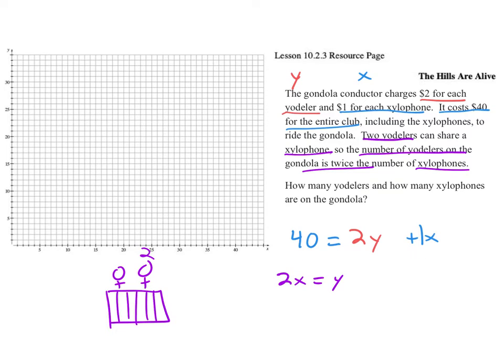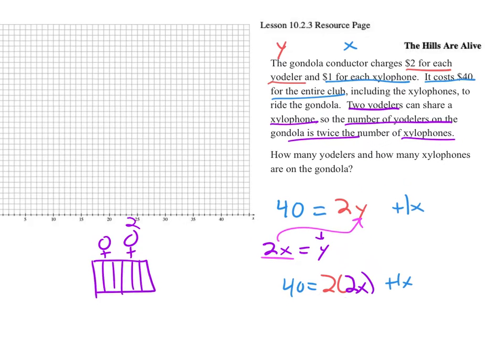So now we have our equation. I've got what my y is equal to, so I can just substitute in my 2x for my y right there. So writing this out, I've got that 40 is equal to 2 of my y. Well, my y, I'm going to replace with 2x. I'm going to substitute in that 2x there. And then I've still got my 1x left over here.